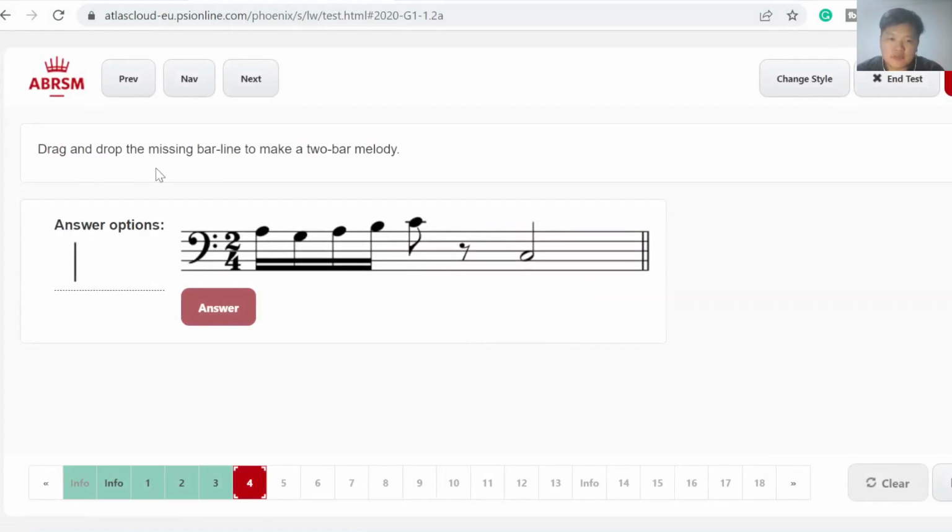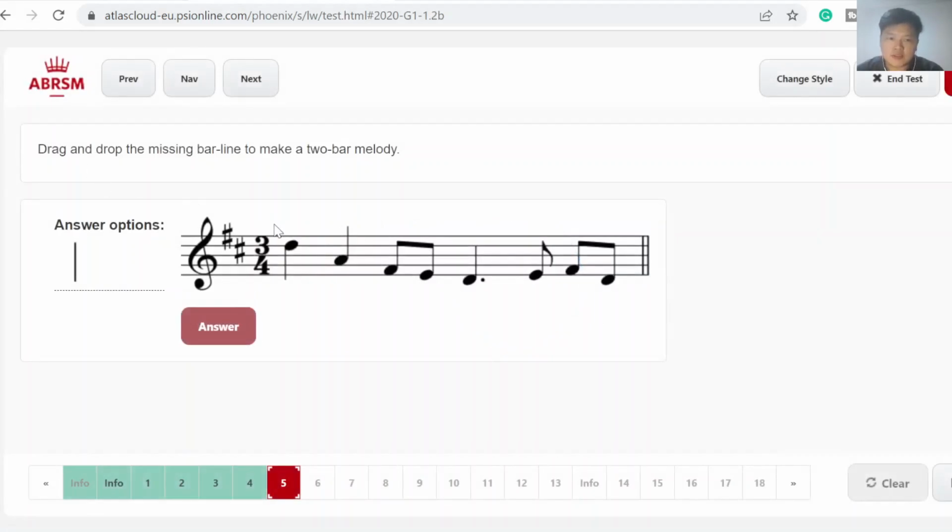Drag and drop the missing bar lines to make 2-bar melodies. For the bar lines here, first we need to look at the time signature. This is 2/4. 2/4 means every bar we need 2 counts, correct? So this one is 1, then this one is a half beat. With the half beats here, the total is 2 counts, right? So your bar line will be over here. Okay, you see the next bar, can you see this is a minim, right? A minim is 2 counts as well.